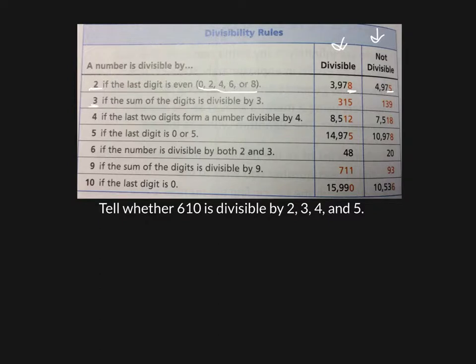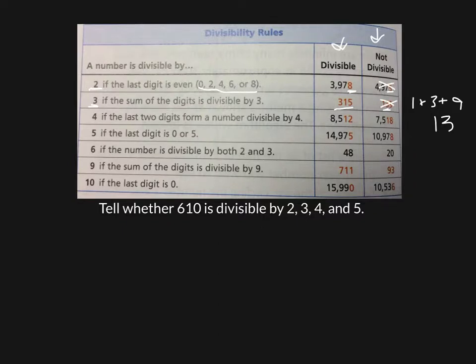A number is divisible by 3 if the sum of the digits is divisible by 3. If I add 3 plus 1 plus 5, I would get 9, and 3 goes evenly into 9. So I could say yes, the number 315 is divisible by 3. If I add up 1 plus 3 plus 9, I would get 13. Does 3 go into 13 evenly? No, it doesn't. It would go into 12, it would go into 15, but not 13, so this one is not divisible.